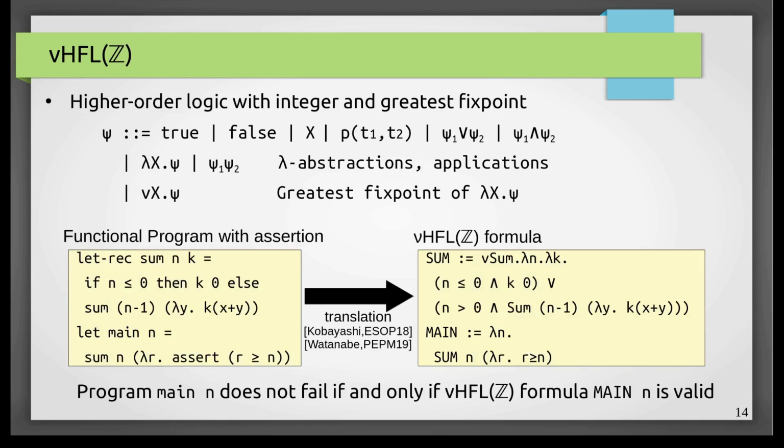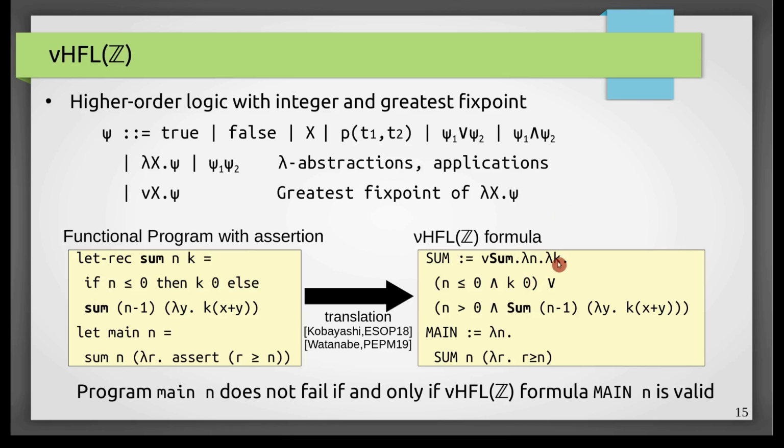The program on the left side is a functional program that calculates the summation from 0 to n and asserts that the result is greater than n. We can translate the program into a nuHFL formula so that the program does not fail if and only if the formula is valid. Let's look into the details.